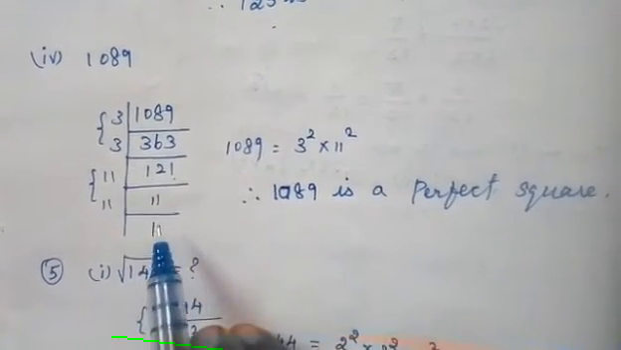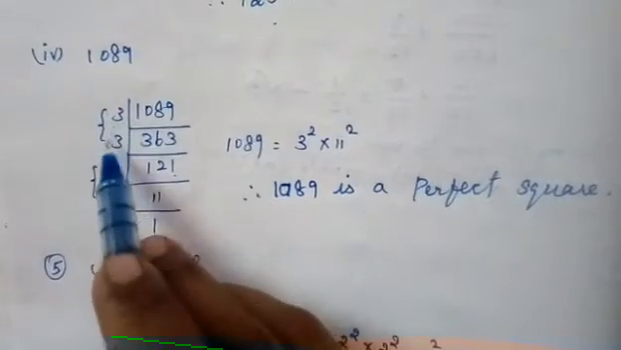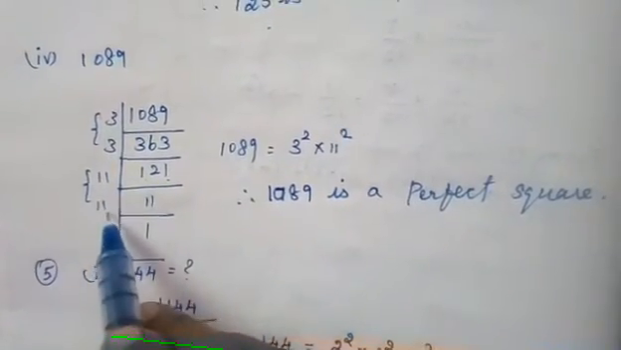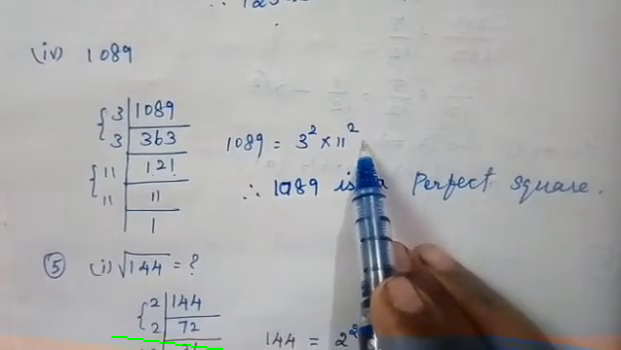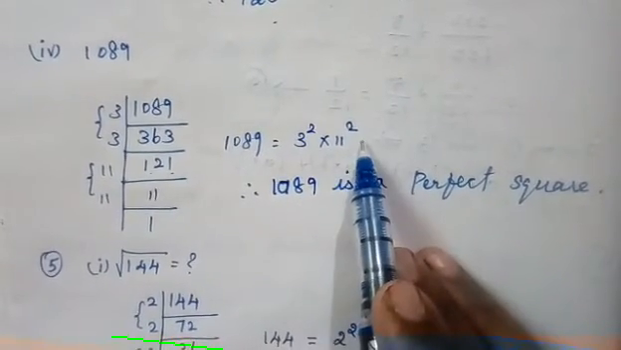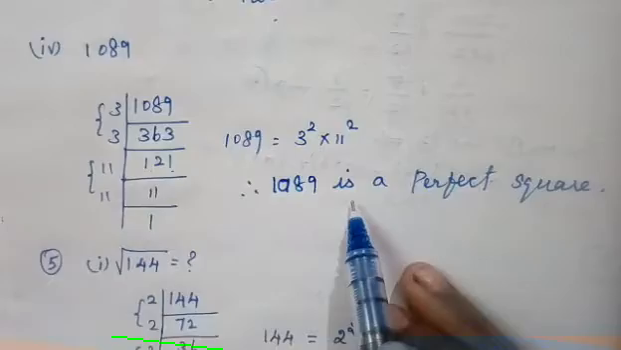So now you check the pairs of numbers. 3 has a pair, 11 also has a pair. So 1089 is written as 3 square into 11 square. So these two numbers have pairs, so we say it is a perfect square number.